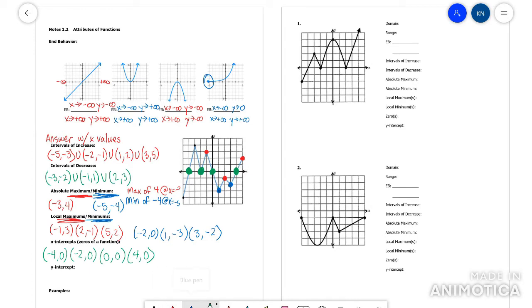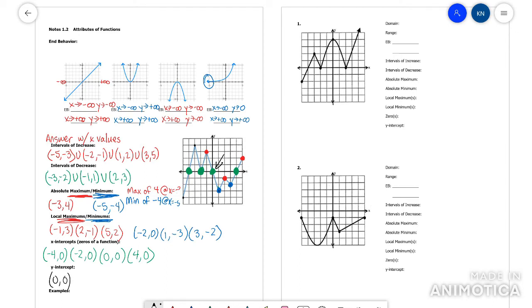Y-intercept, there's only going to be one generally, and in this case, it would be right here. It's wherever it hits this y-axis. So kind of similar to the x-intercepts, but generally on a y-intercept, there's only one. Otherwise, it's not a function. So my y-intercept here would be at the origin 0, 0.